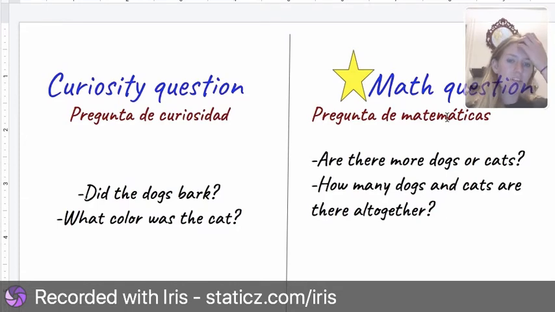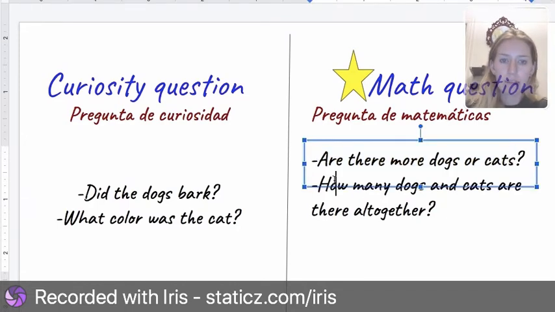So a math question is something like, are there more dogs or cats? How many dogs and cats are there altogether? Those are questions I can solve by adding or subtracting or multiplying or comparing 2 numbers. So that's a math question, and that's what we want to do today.